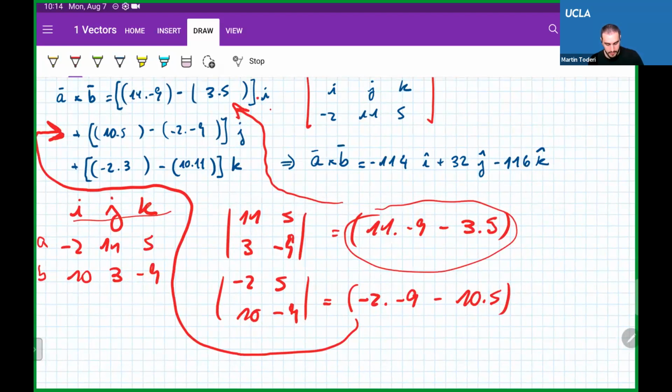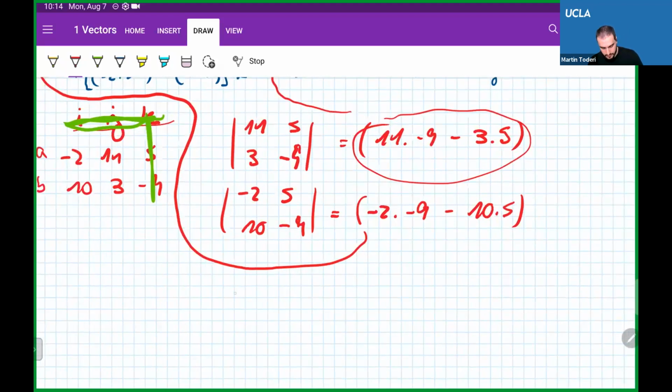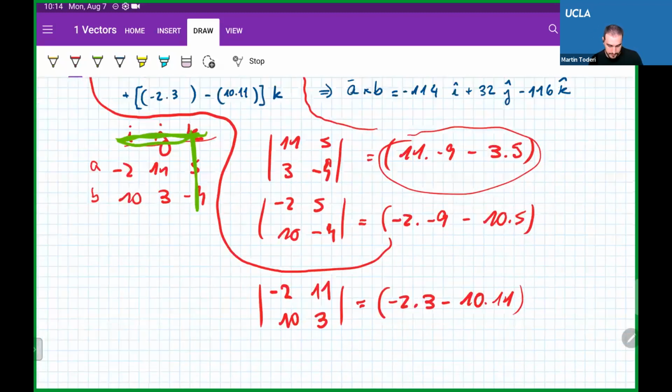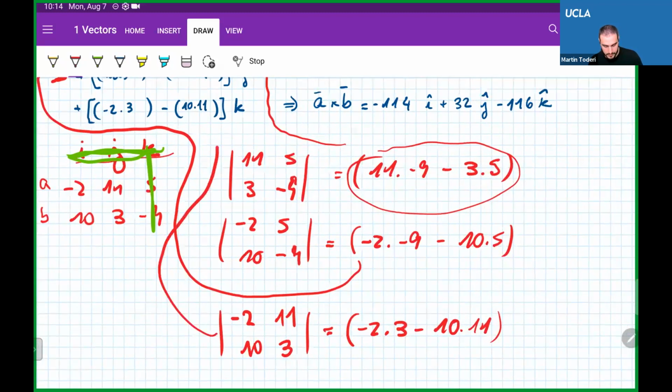And then if we want to calculate the last component, which is the K, we just block that and we keep this matrix here. So that would be minus 2, 11. Sorry, it's kind of close. 11, 10, 3. That would be 2 times 3, 10, 11. And that's the last component here.